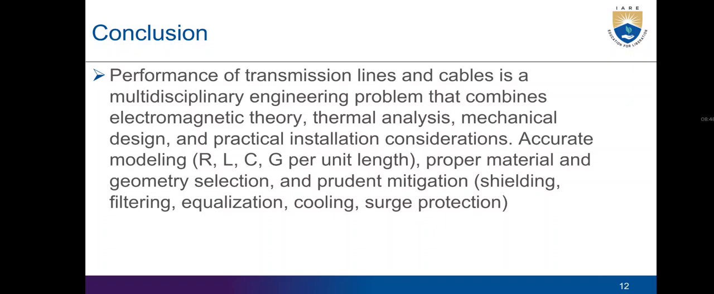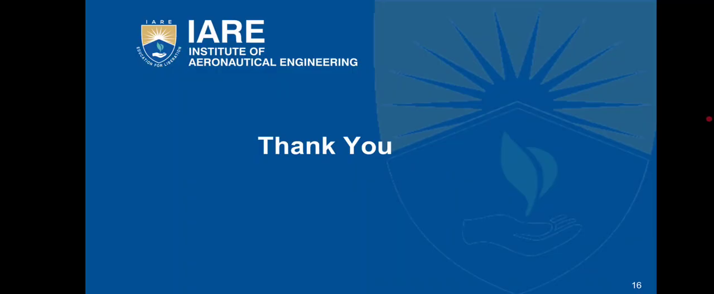Conclusion: performance of transmission lines and cable is a multidisciplinary engineering problem that combines electromagnetic theory, thermal analysis, mechanical design and practical installation considerations. Accurate modeling of RLCG per unit length, proper materials and geometry selection, and appropriate mitigations such as shielding, filtering, equalization, cooling and surge protection are essential. Thank you.